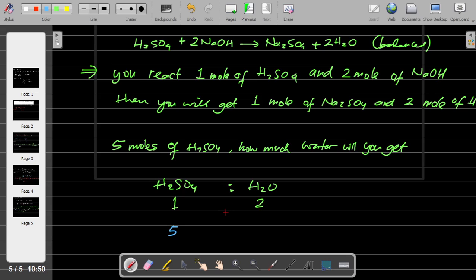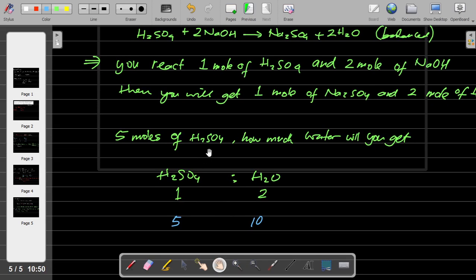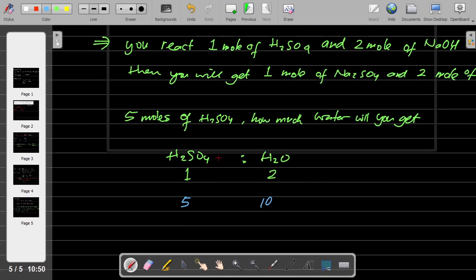It's simple. You can just multiply the ratio by 5, so this must be 10. So when you have 5 moles of H2SO4 or sulfuric acid, then you will get 10 moles of water. And it's the same when you have 10 moles of sulfuric acid, then you will get 20 moles of H2O.